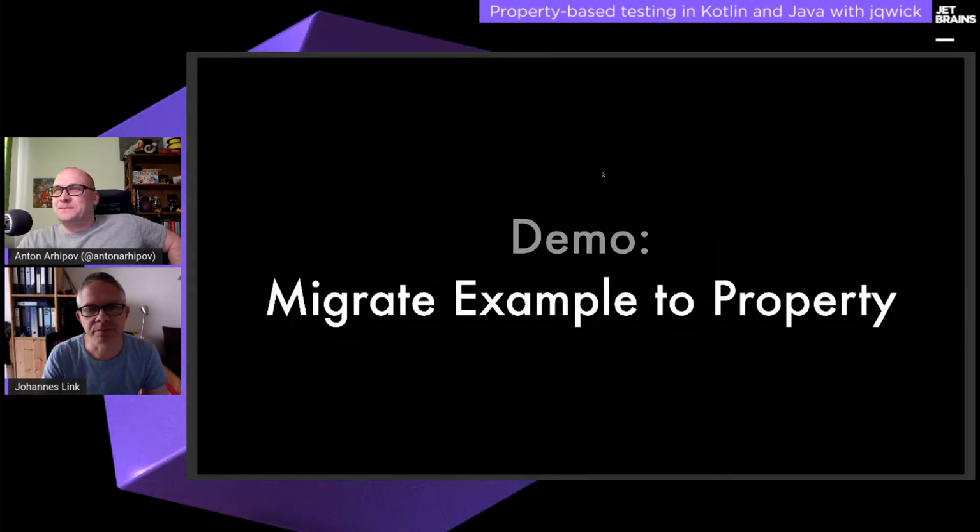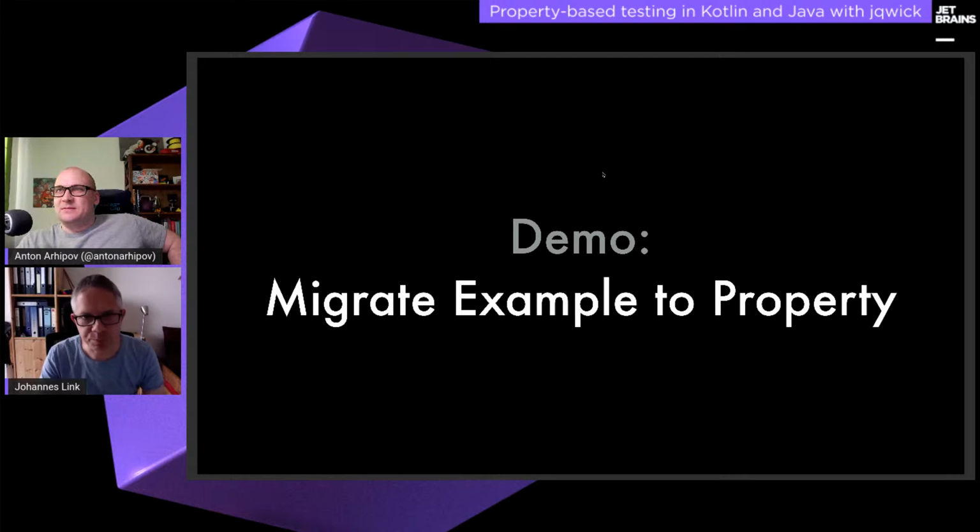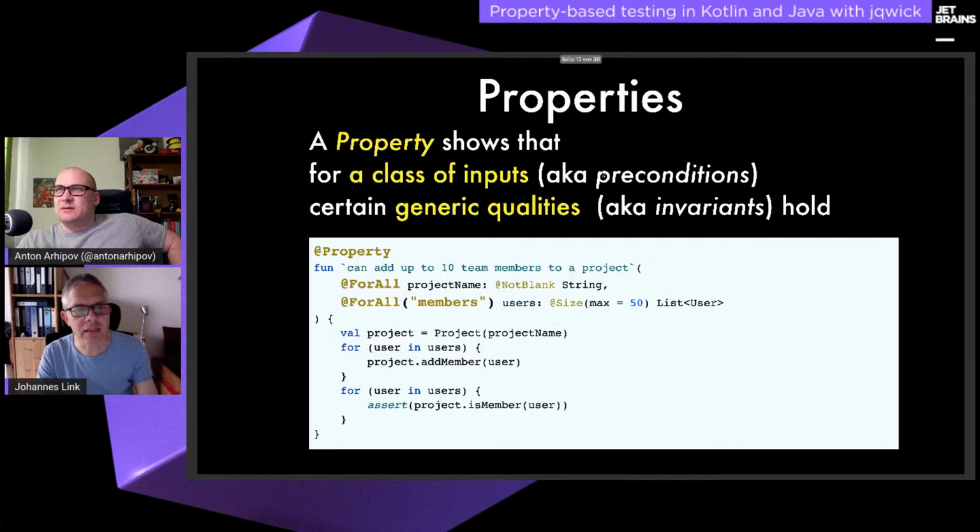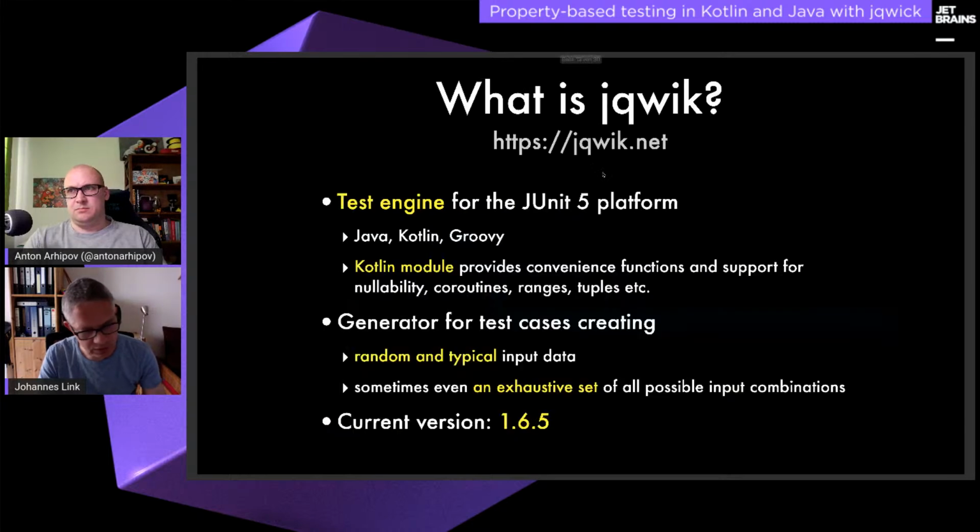So this was the first demo, and actually this is what we did. We made a property out of an example-based test, and hopefully made it more generic and more documenting, being more explicit about what the constraints are in your tests.